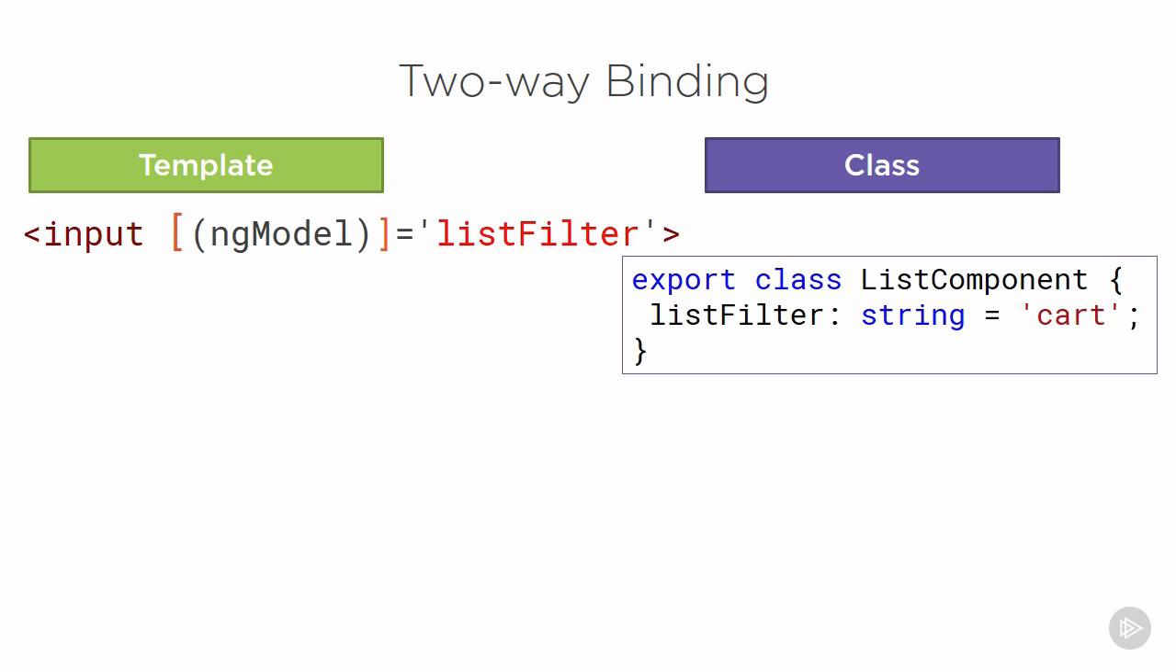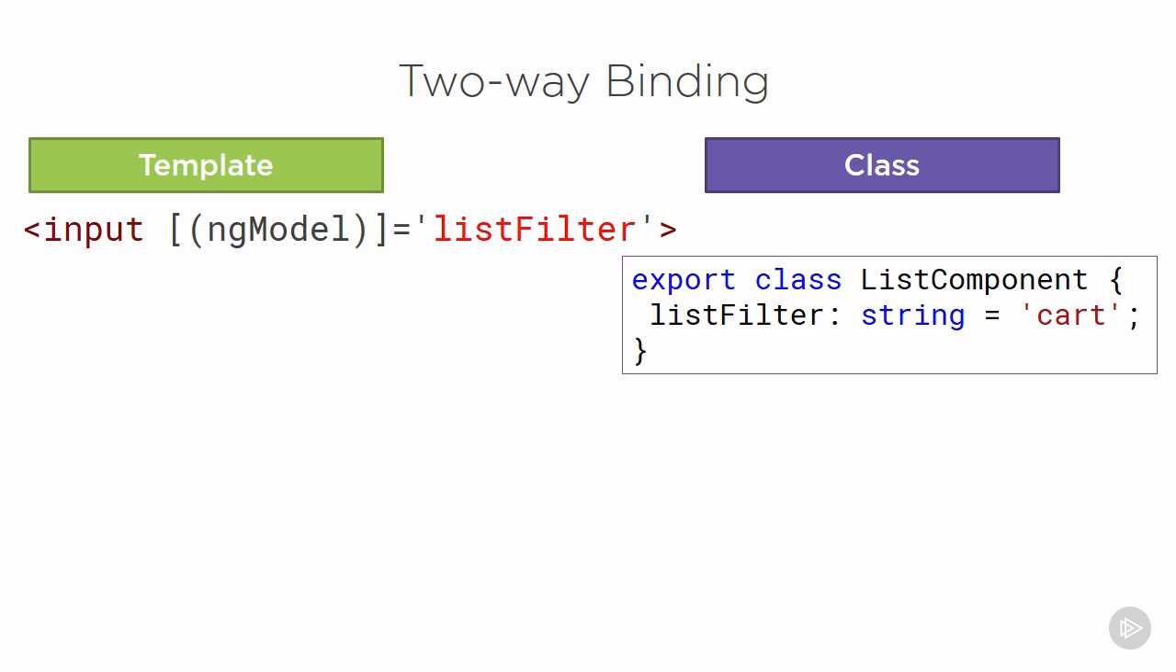We enclose ngModel in square brackets to indicate property binding from the class property to the input element, and parentheses to indicate event binding to send a notification of the user entered data back to the class property. We assign this directive to a template expression.